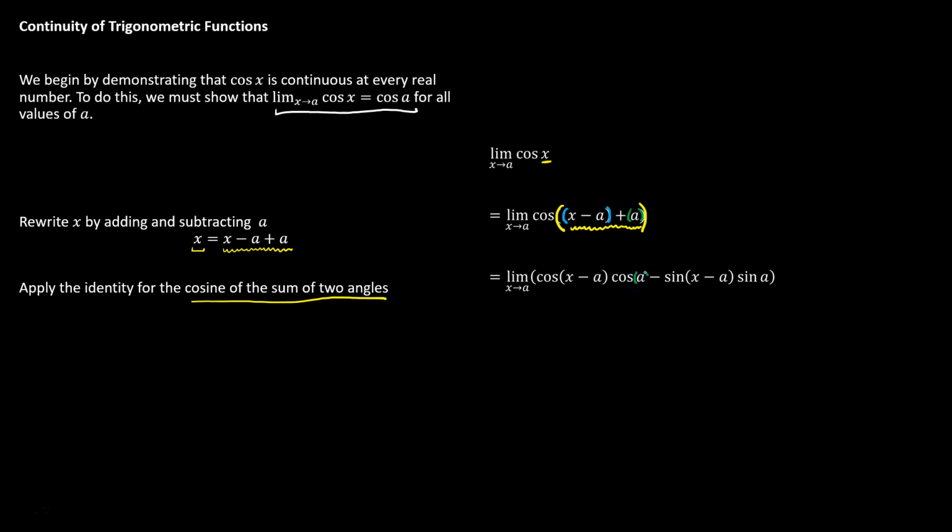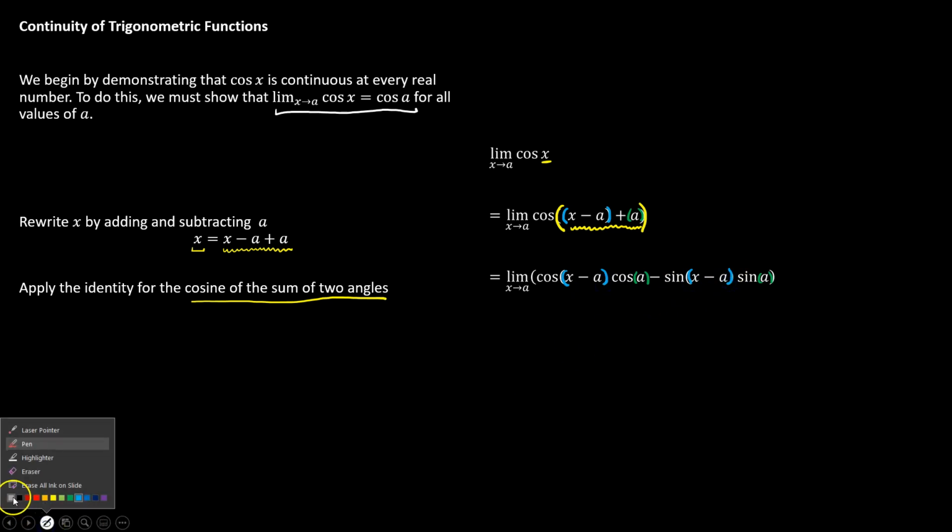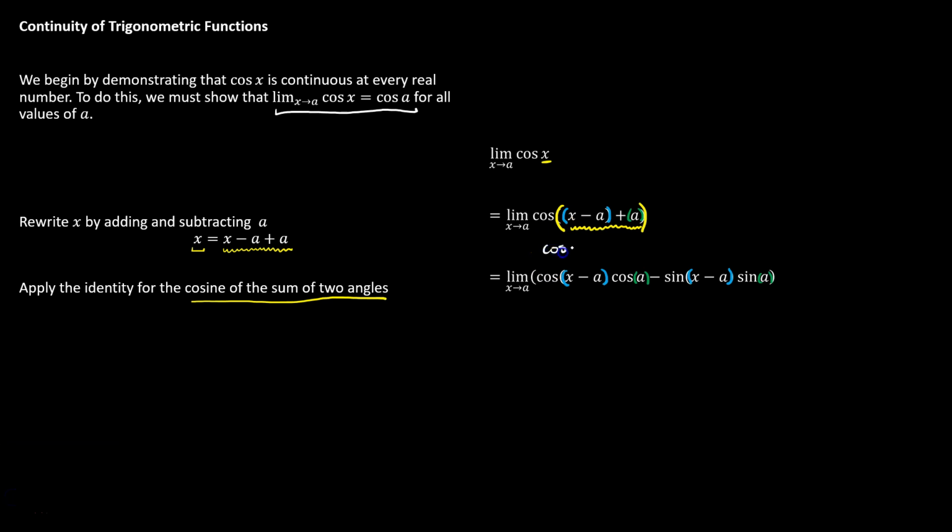So we have our a angle, and then we also have the x minus a angle. That cosine formula says if you have the cosine of angle A plus angle B, that's the same thing as cosine A times cosine B minus sine A times sine B. So we used that identity to rewrite, yet again, the expression that we're trying to find the limit of.